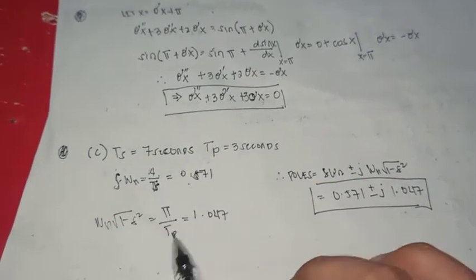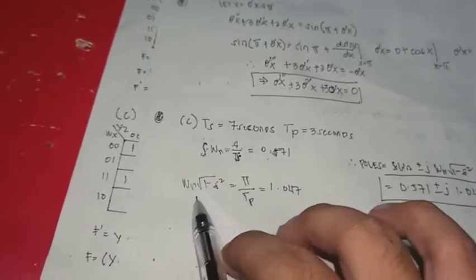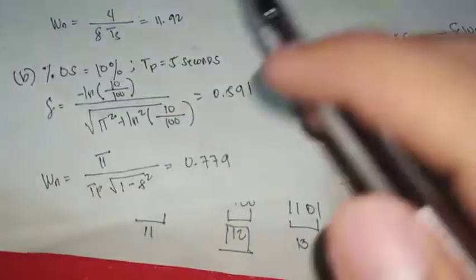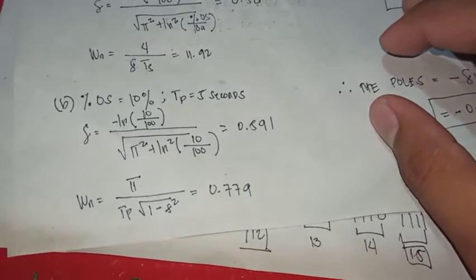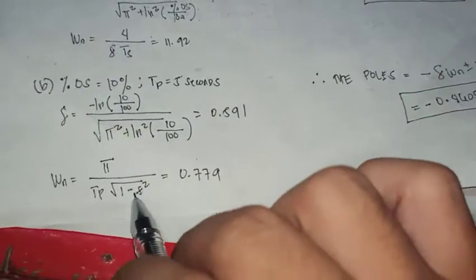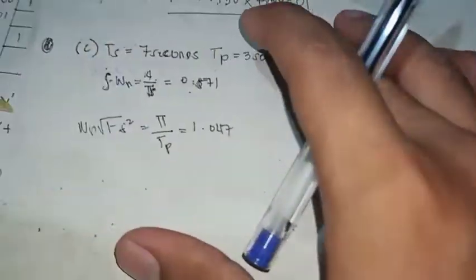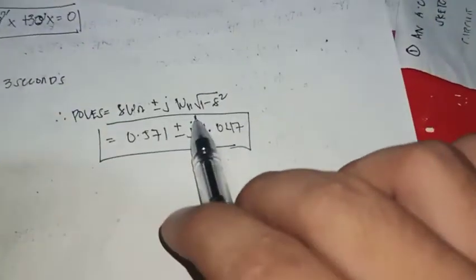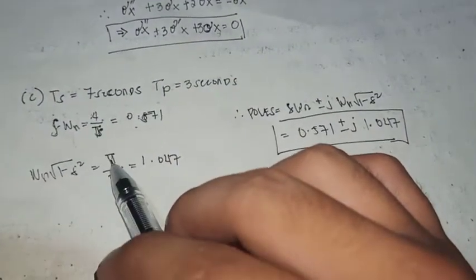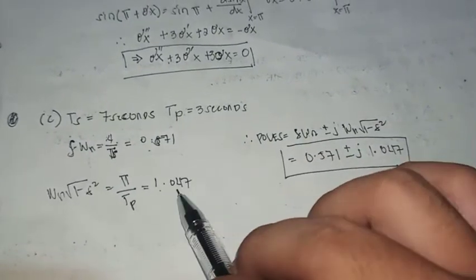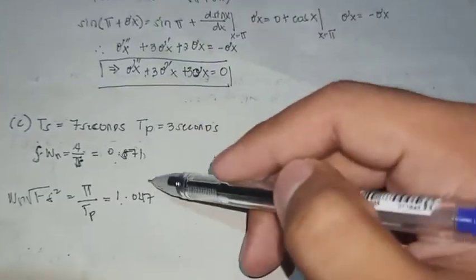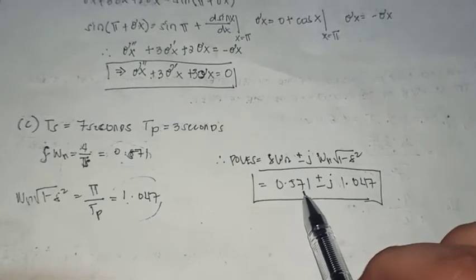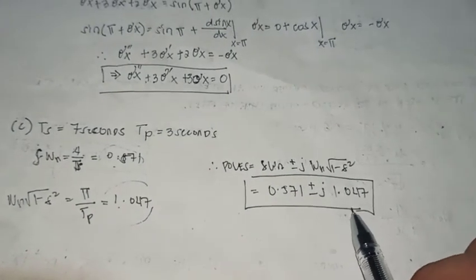Next, for the imaginary part, we use the natural frequency times square root of 1 minus damping ratio squared, which equals pi over peak time. So, pi over the peak time equals 1.047. Then we plug in both, so the poles are 0.571 plus j 1.047.